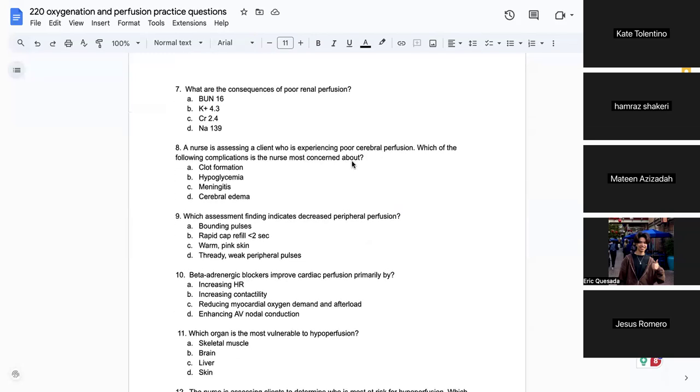Alrighty, guys, let's go ahead and do number 7. What are the consequences of poor renal perfusion? A, a BUN of 16, B, potassium of 4.3, C, creatinine of 2.4, or D, sodium of 139.